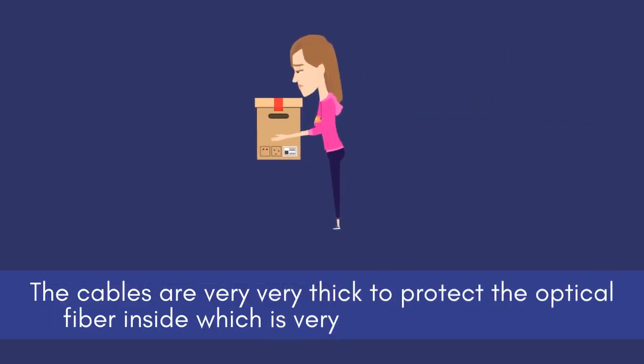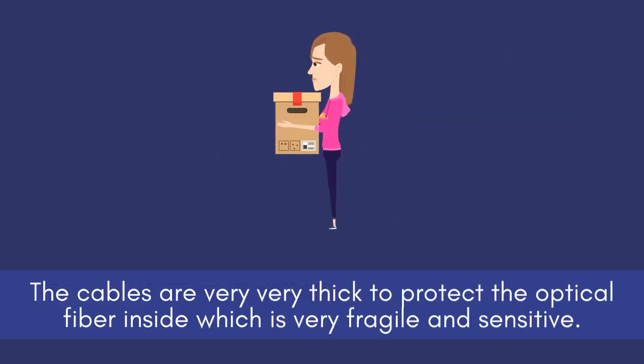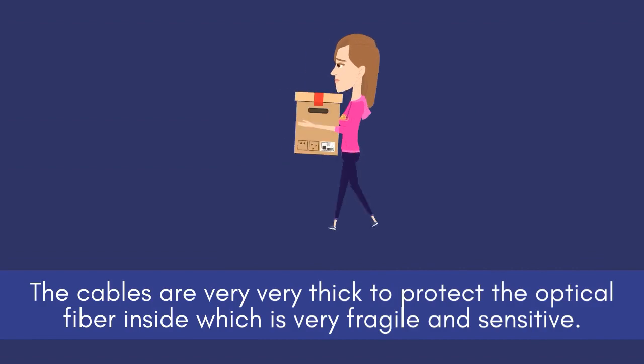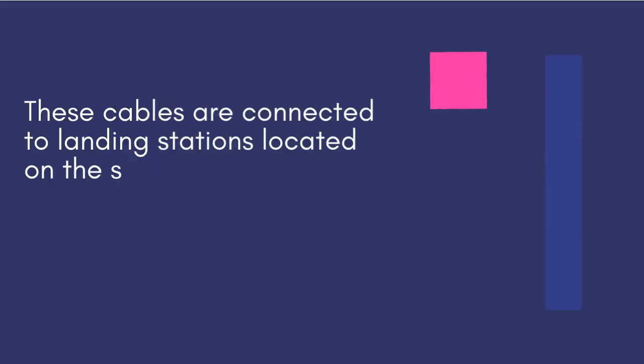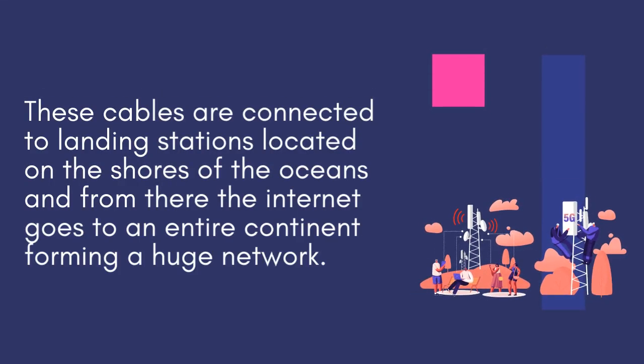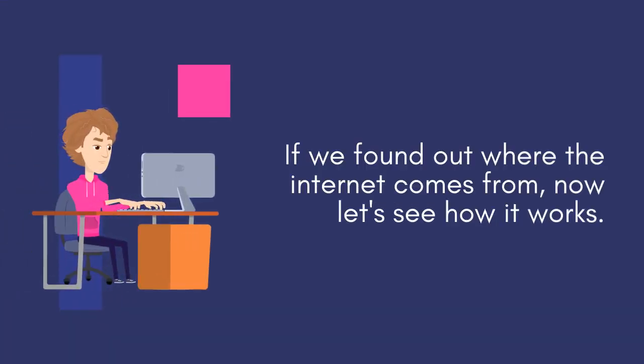The cables are very thick to protect the optical fiber inside, which is very fragile and sensitive. These cables are connected to landing stations located on the shores of the oceans, and from there the internet goes to an entire continent, forming a huge network. If we found out where the internet comes from, now let's see how it works.